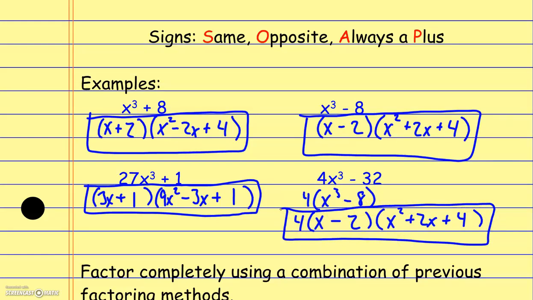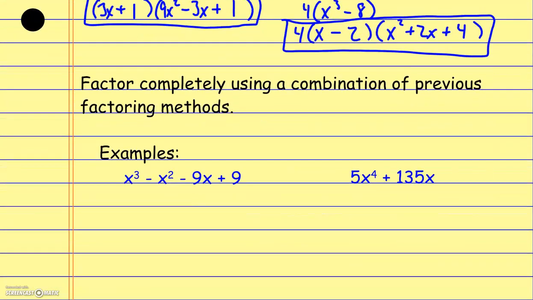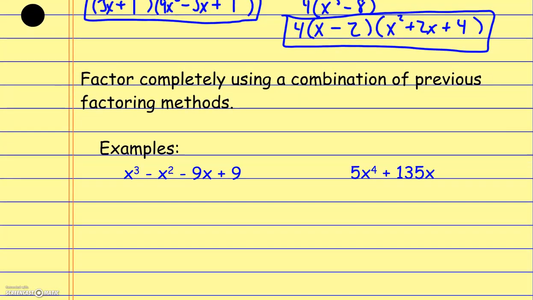And the thing about shortcuts like this is, again, they only work when I factor out the greatest common factor first. So make sure you factor out that 4 first. Okay? So when I look at these things, it says to factor completely using a combination of previous methods.